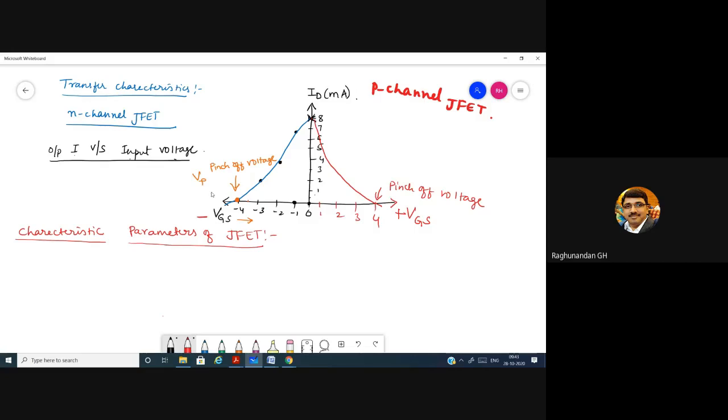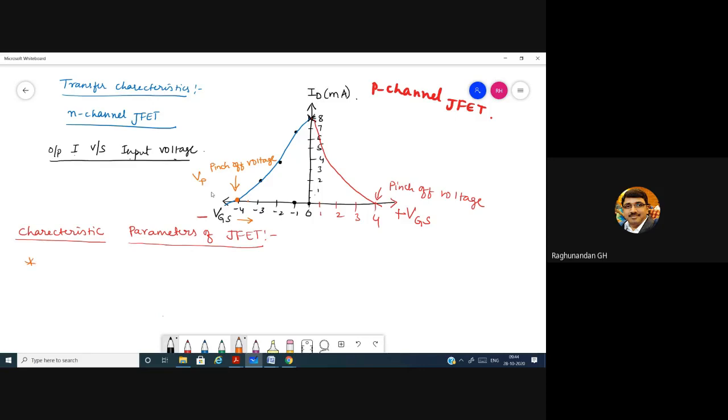So, characteristic parameters of JFET. You should be careful in answering. Characteristics of JFET means, what are the characteristics of JFET? If they are asking characteristics of JFET, you should explain drain characteristics and transfer characteristics. If they are asking characteristic parameters, then you should discuss the parameters.